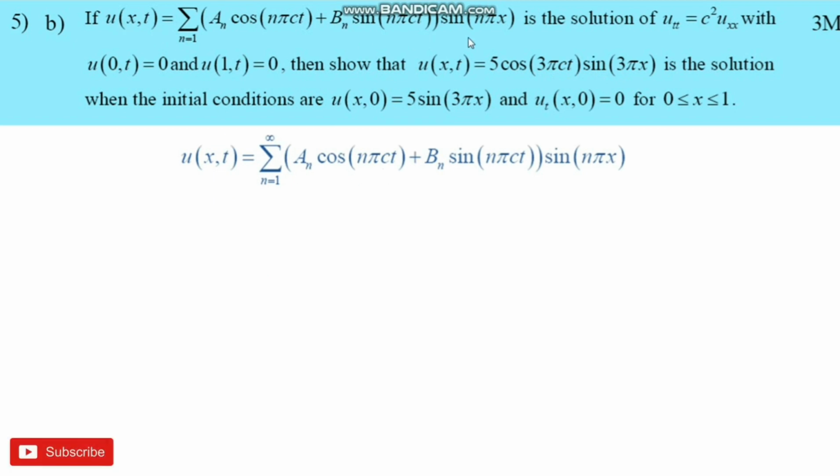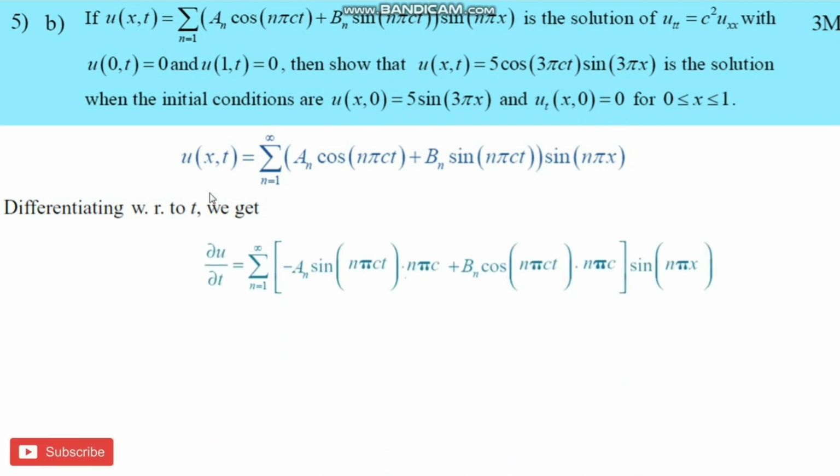Here we are given that the solution to the wave equation satisfying these two conditions is u(x,t) = the summation, n varying from 1 to infinity, of (an cos(nπct) + bn sin(nπct)) sin(nπx). Here the 0 condition is only with the initial velocity. So for this, differentiating this relation partially with respect to t, we will get ∂u/∂t equals the summation of (−an sin(nπct)·nπc + bn cos(nπct)·nπc) sin(nπx), unchanged.